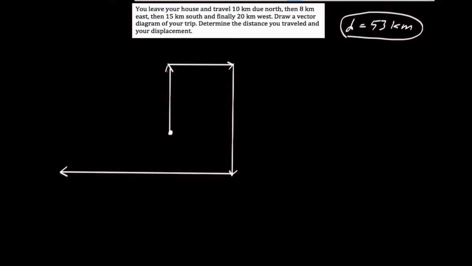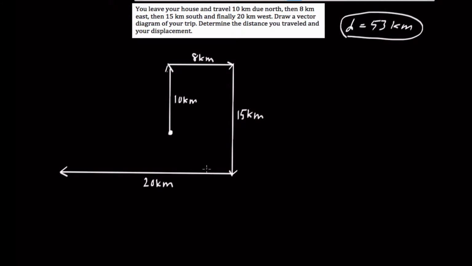This is not done. I would not give you credit for this, and I don't think this would be particularly helpful to you if you were doing a complicated problem. You want to label all these arrows so that you know what their magnitudes are. So first we're going to label this. This was 10 kilometers. This was 8 kilometers, and I don't have to put the direction because the arrowhead shows the direction. This was 15 kilometers, and this last displacement in the western direction was 20 kilometers.